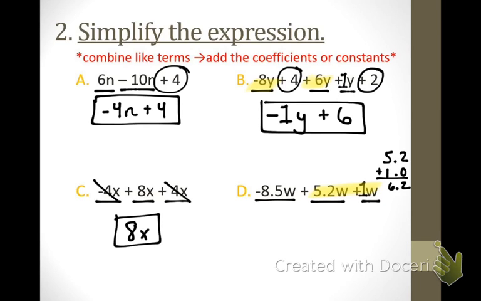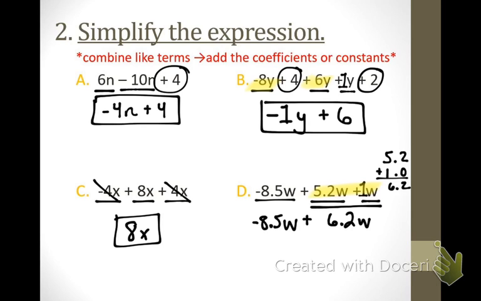Remember, my commutative property says it doesn't matter what order I am adding in. So I'm going to bring this down right here, and I have 6.2W for this section. Then you have to bring down your plus sign, and you have to bring down your negative sign.